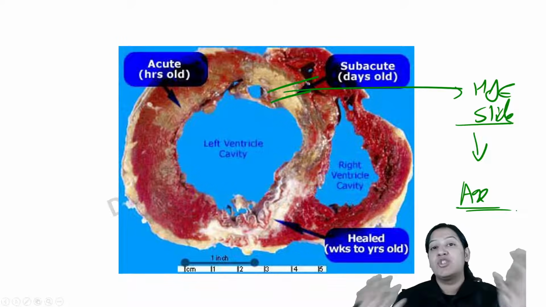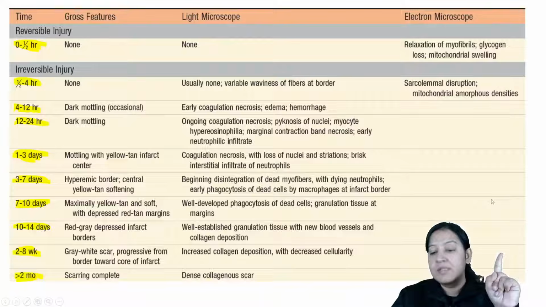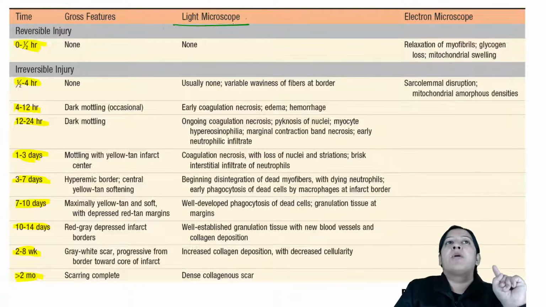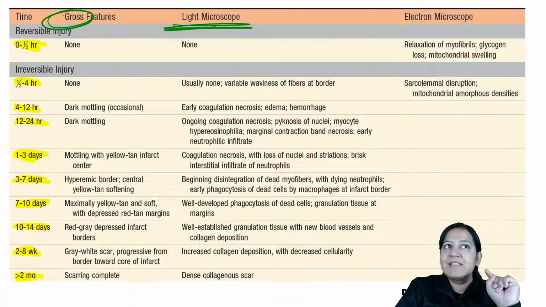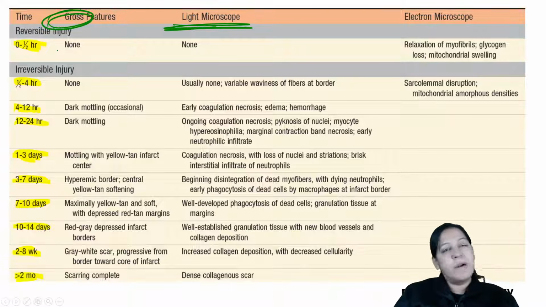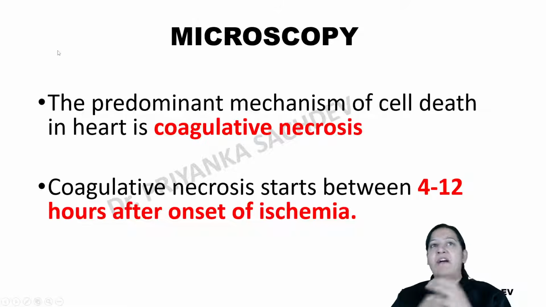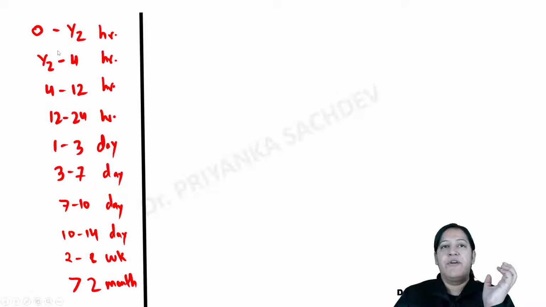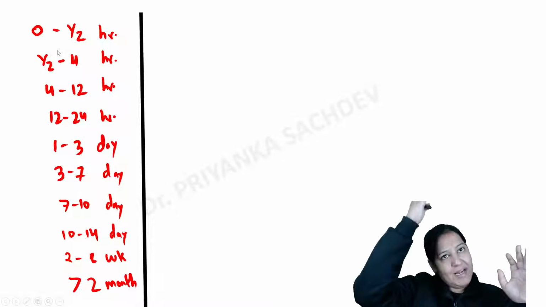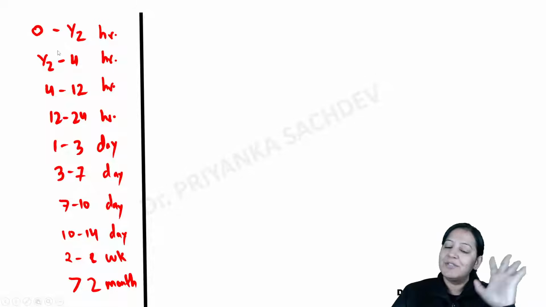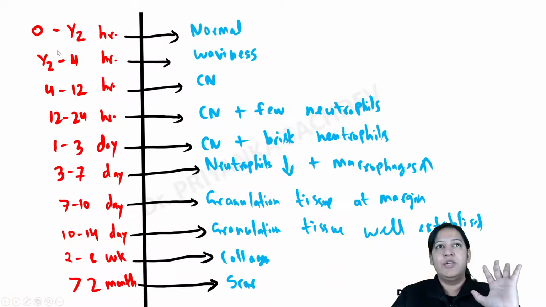But what is the age of the MI? We cannot decide it on gross. We have to decide the age of the MI on microscopy. Grossly, we can decide whether MI is present, yes or no. But to decide the age of the MI, we have to perform microscopy, and for that we have to make the slide. So there are 10 time zones, so I will tell you about 10 different slides. It's very easy. First understand, then I will teach you the theory one by one.